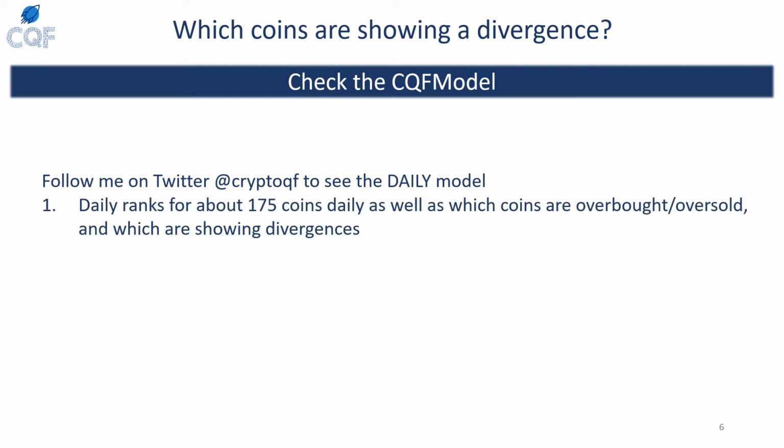So for all the liquid cryptocurrencies, I show whether they have a regular divergence, regular bullish or bearish, or a hidden divergence, bullish or bearish, as well as overbought, oversold. And I rank all the liquid coins as well. So there's about 170 of them I rank every single day.